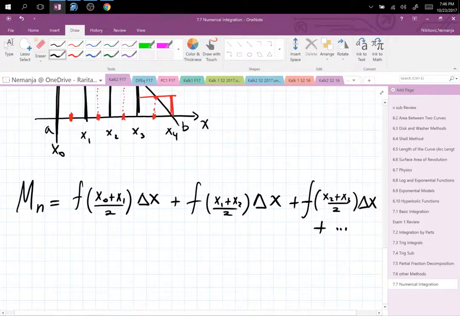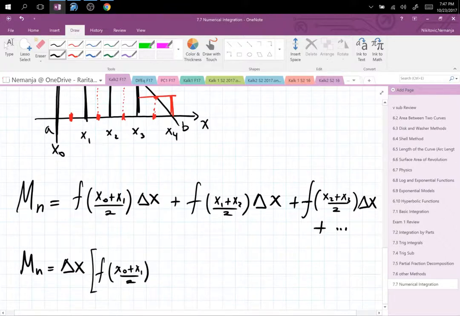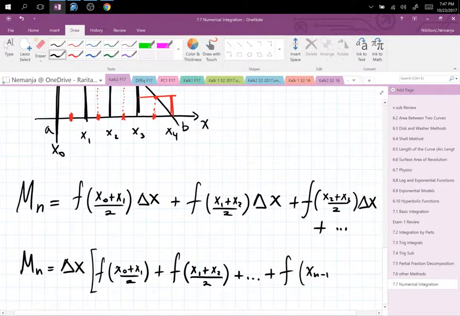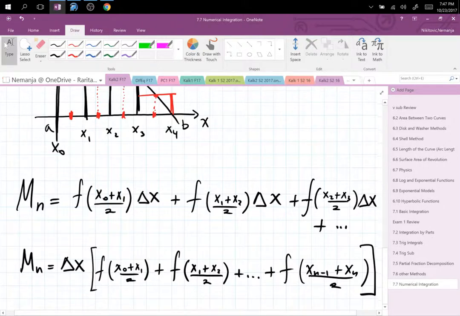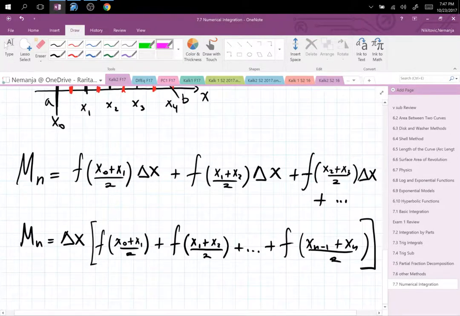So now, if you factor out delta x, you are left with f of (x0 plus x1) over 2, that's the average of the first, plus f of (x1 plus x2) over 2, which is second, plus dot dot dot, and I'll put the last one, the average of (xn minus 1 plus xn) over 2, and that's the last term. And that's the formula. That's the midpoint formula.